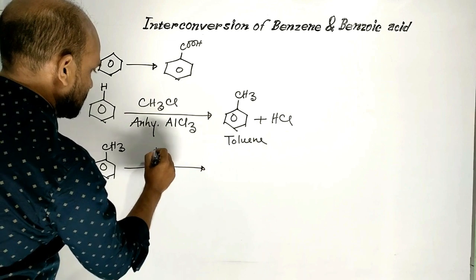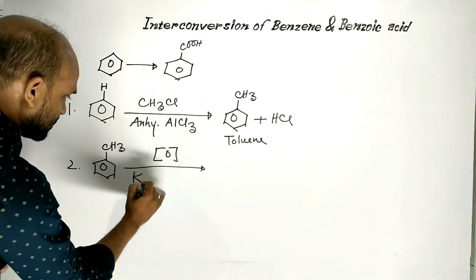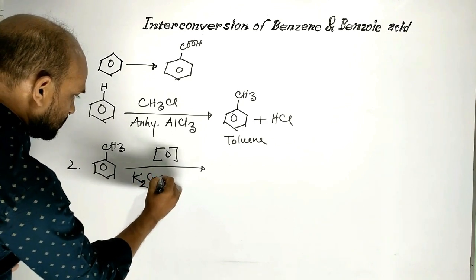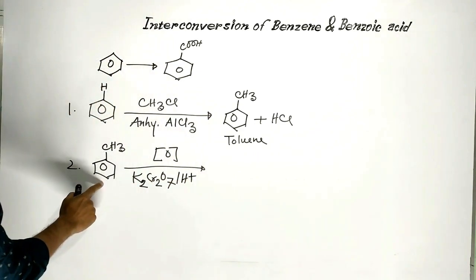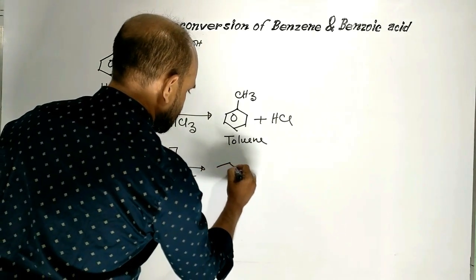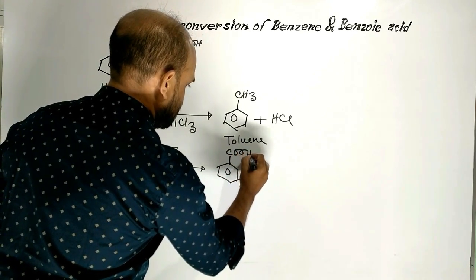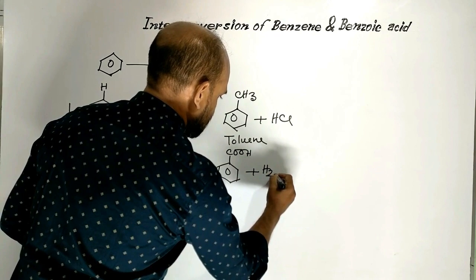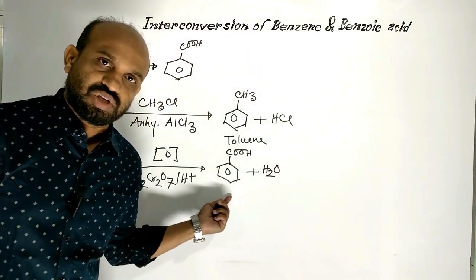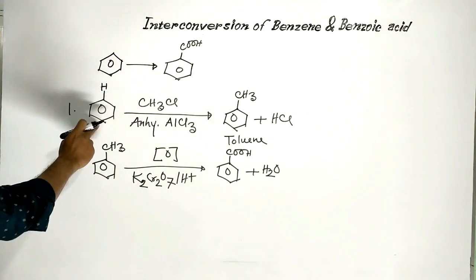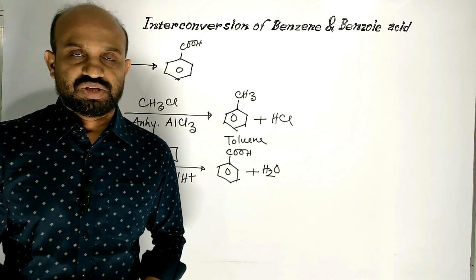Toluene is oxidized with acidic potassium dichromate. Then toluene changes to benzoic acid. Here, water is formed as byproduct. We got benzoic acid from benzene. Now let us see benzene from benzoic acid.